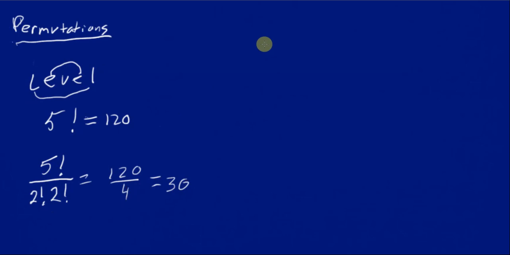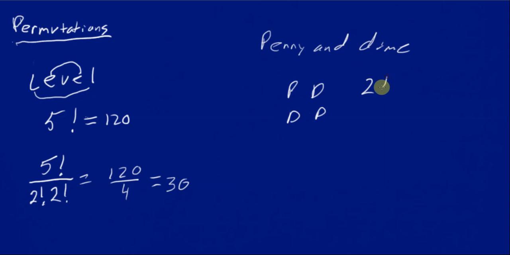Another way that could mess this problem up, let's just say we have a penny and a dime. And I'd like to know how many different ways can I arrange a penny and a dime? Well, obviously, there's the penny, there's a dime, there's a dime, there's a penny, and there's two of them, so it's 2 factorial. There's only 2 ways I can do that.